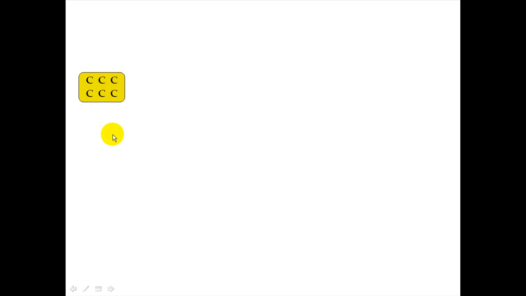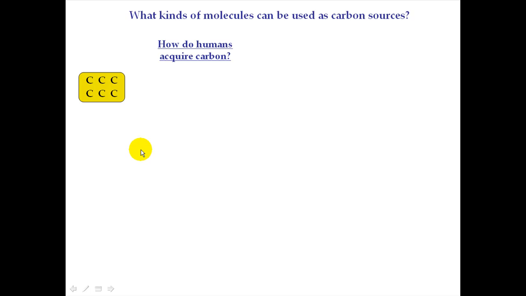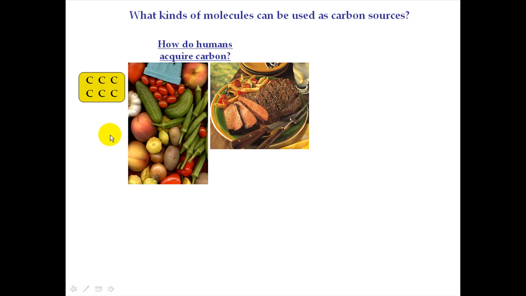To see how that's done, let's first take a peek at what you're most familiar with. What can human beings use as carbon sources? If you think about what you need to do every day in order to stay alive, one of the things you need to do is eat. The types of things you can eat include vegetables and fruits and meat, which all contain organic molecules. Basically the only things you can eat are organic molecules, and examples of organic molecules include proteins and sugars and lipids.